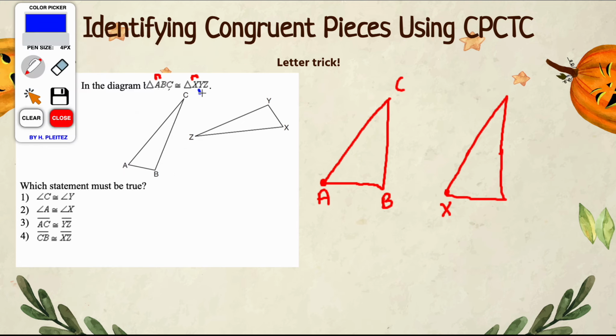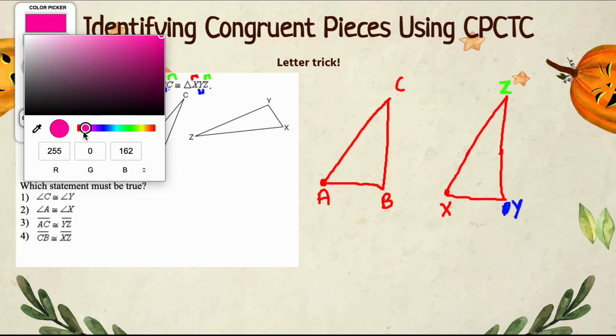Then we have Y and B in that they both come second. So I know B and Y are corresponding, which means they have to go in the same location. So this letter here should be Y in the bottom right. And last but not least, Z comes last and C comes last. So I know that C and Z are corresponding, which means they must be in the same general position. Now, I know again that these two triangles are congruent, right?